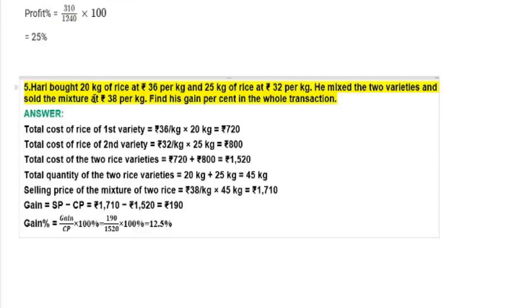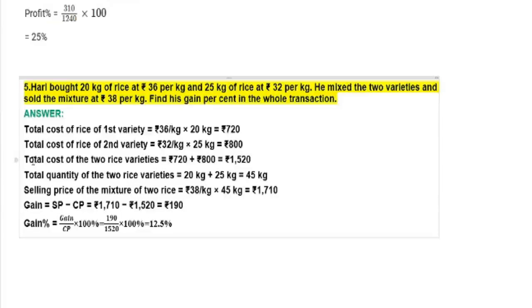First one, 20 kg of rice, rupees 36 per kilogram. And the second type of rice, 25 kilogram, the cost is rupees 32 per kilogram. So in the answer, first we find the total cost of rice of the first variety. That is 20 kilogram of rice, 20 into 36, that is 720. Again you find the cost of rice of the second type, 25 kg, so the cost is 25 into 32, that is 800.